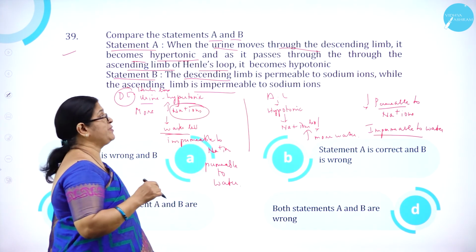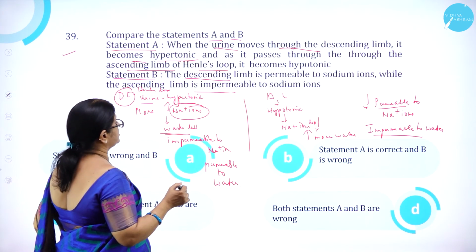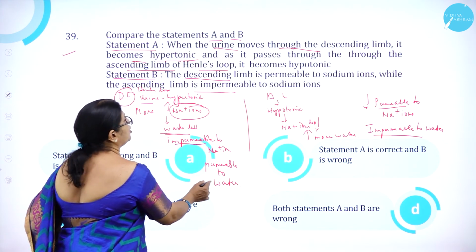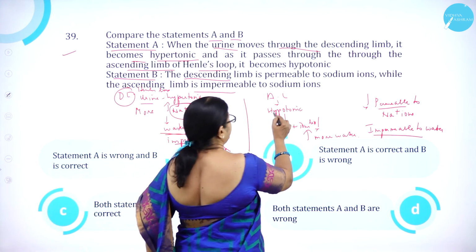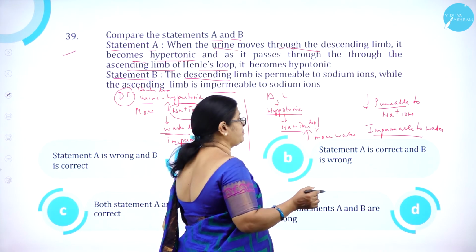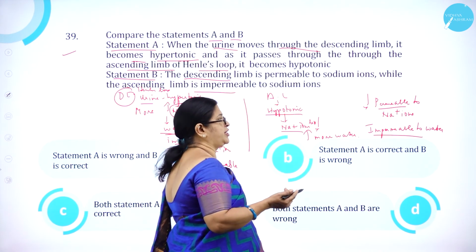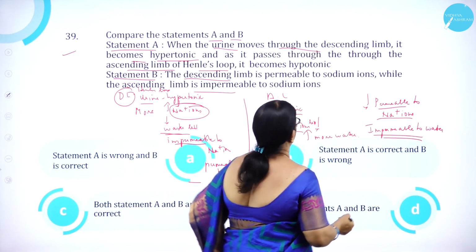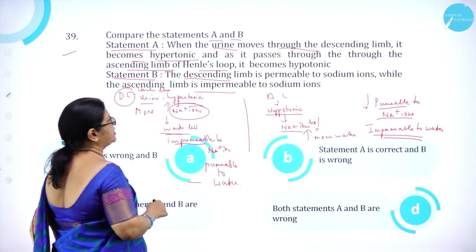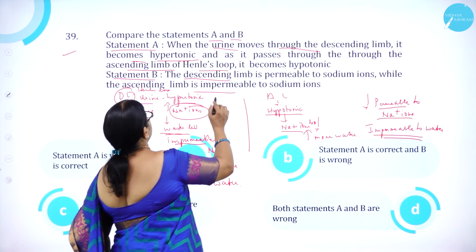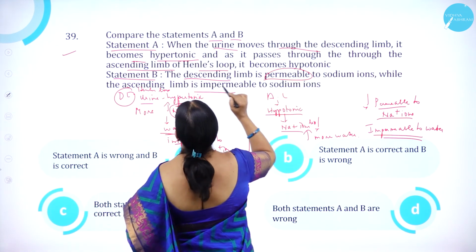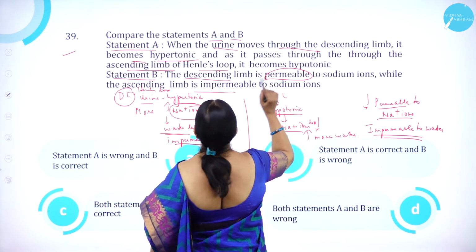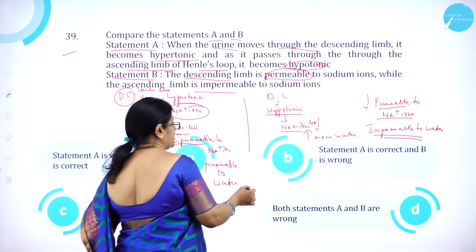The descending limb is impermeable to sodium ions but permeable to water. Here in the ascending limb, it is hypotonic because sodium ions are less and there is more water, and it is permeable to sodium ions and impermeable to water. So both the statements are wrong. Here it is given permeable, so it is wrong. Here it becomes hypotonic, which is also wrong. Right? So both the statements are wrong.